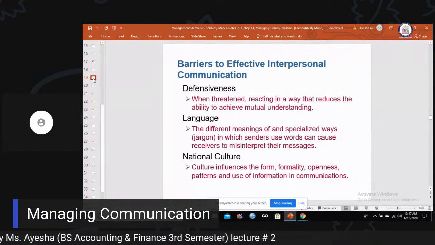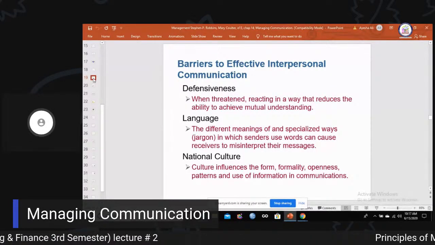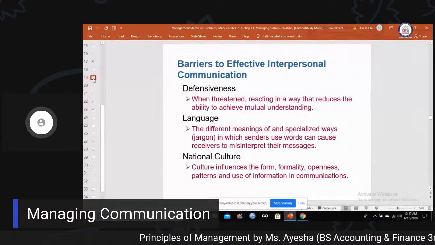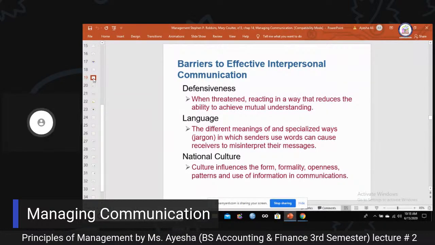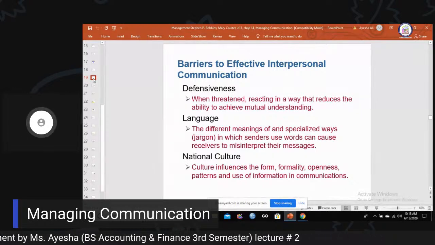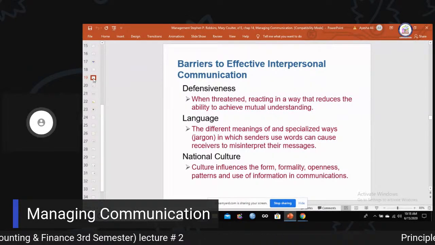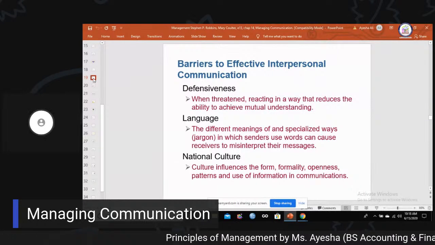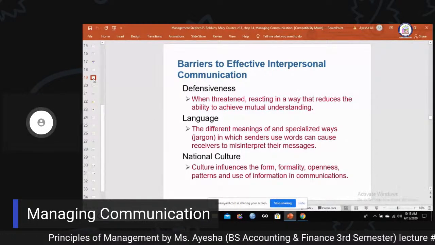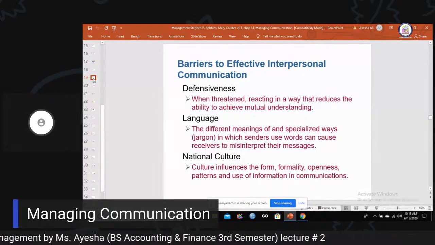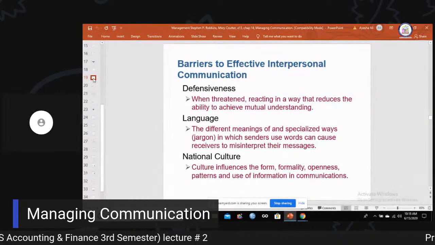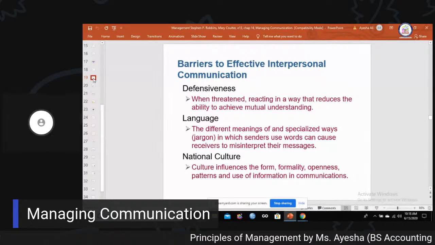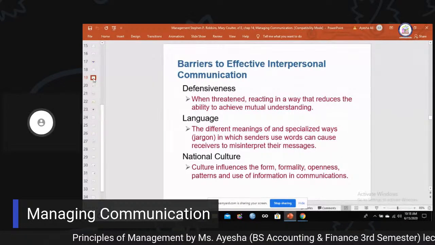The same happens in an organization when the bosses behave in this way. The employee or worker feels threatened and responds defensively. So they are unable to achieve mutual understanding, and it creates a barrier and reduces the effectiveness of communication between persons, groups, or a number of people.